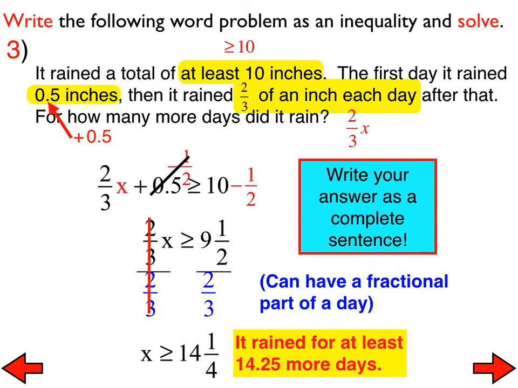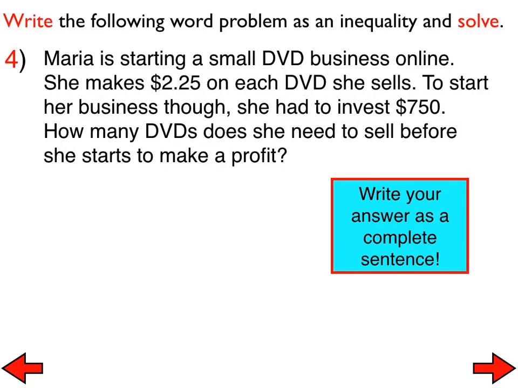Okay, let's talk about number 4. Maria is starting a small DVD business online. She makes $2.25 on each DVD she sells. To start her business, though, she had to invest $750. How many DVDs does she need to sell before she starts to make a profit? First thing I notice here is there's only 2 numbers this time, right? Let's think about, what do we know? Do we see any keywords that we're used to picking out here?